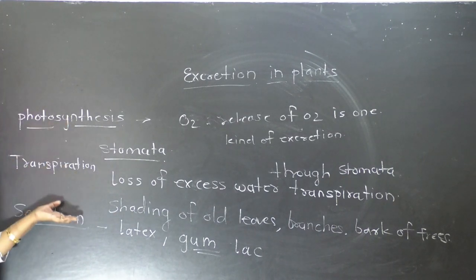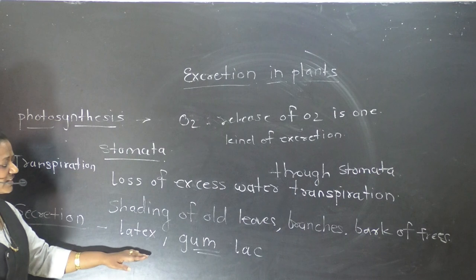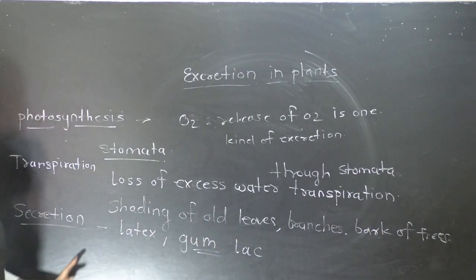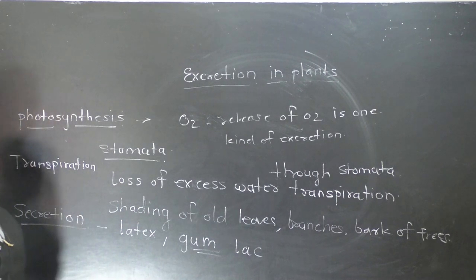So these two processes are involved in excretion, as well as the plant contains some small vacuoles. These plant vacuoles also contain some excretory material, and the plant gets rid of it through the excretion process only. As well as that, excretion in plants takes place through secretion. Plants contain mainly latex, gum and lac. These are all essential for humankind. Most of the tribal communities who are living in the jungle mostly depend on these products, forest products also.